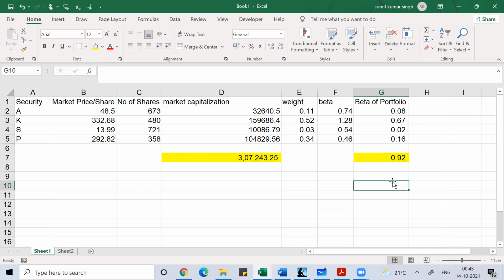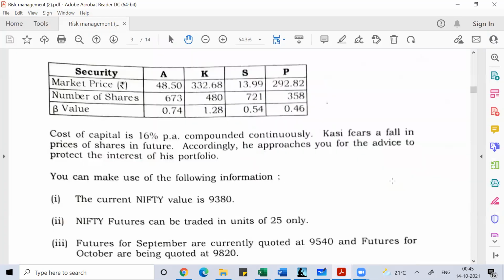Normally, the beta of the stock is positive only. Okay, so you can understand that way. Clear everyone, right? So you know the value of the portfolio, you understood the beta of the portfolio, the calculation.